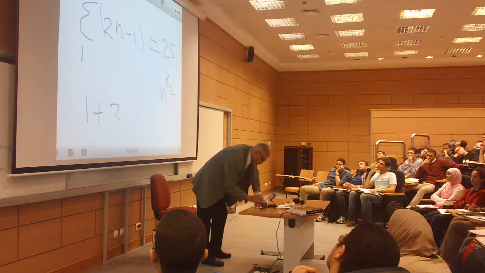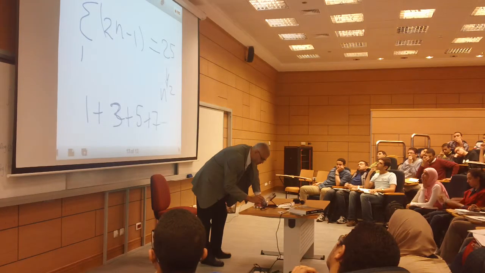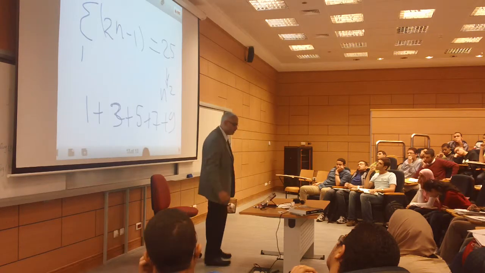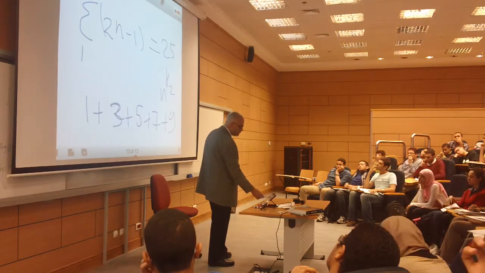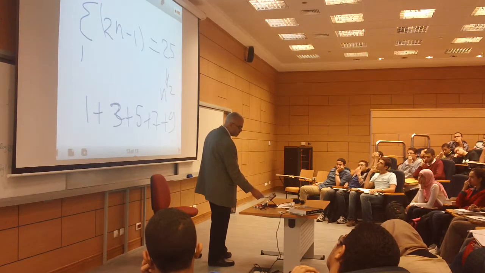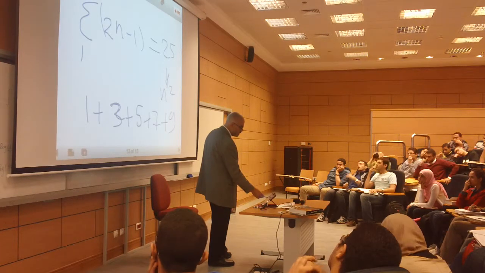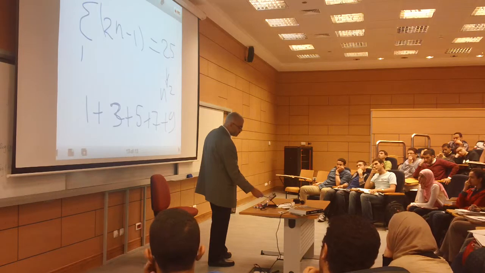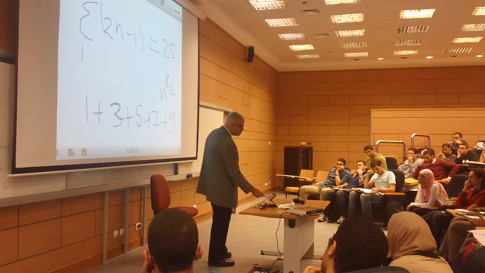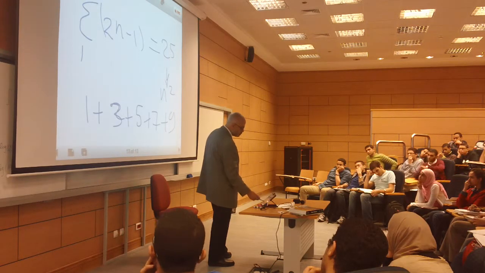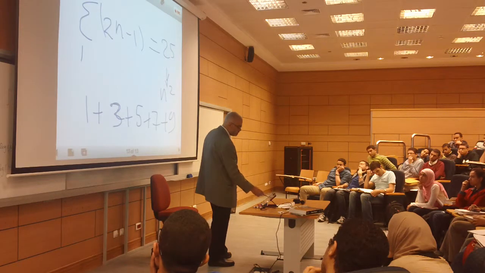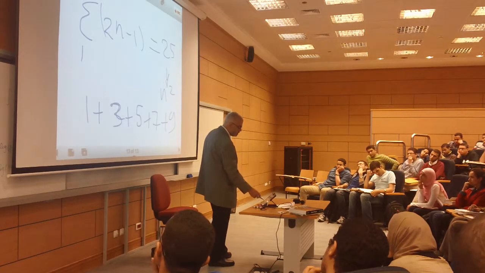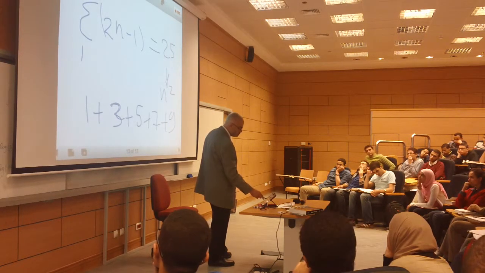1 plus 3 plus 5 plus 7 plus 9. If you substitute n equal to 1 here, 2 minus 1 is 1. If you substitute n equal to 2, it's 4 minus 1 is 3. Substitute n equal to 3, 6 minus 1 is 5. Then 7, 9, to add them is 25, which is n squared.